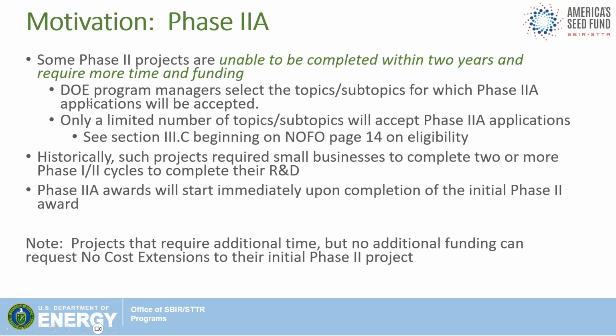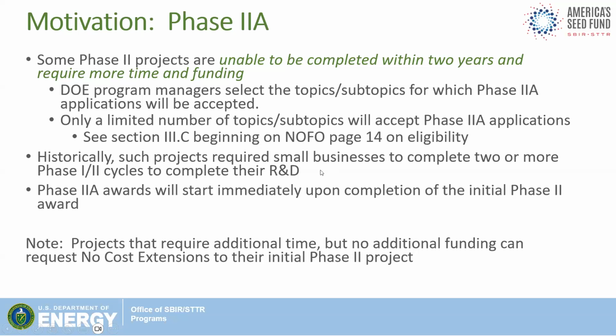That is the purpose of a phase 2A, when you can show that you made progress in your phase 2 award, but the research and development for various reasons did not get completed in its full scope, and you want to apply for more R&D funds to complete the scope of the phase 2. So these are projects that require additional R&D. Now note that the DOE program manager selects the topics and subtopics for which phase 2A applications are accepted.